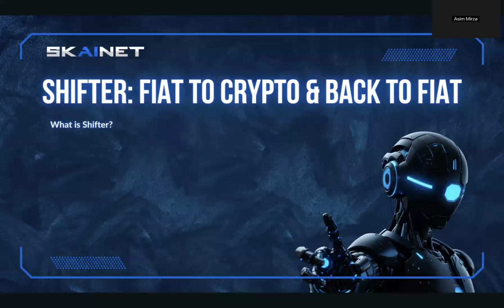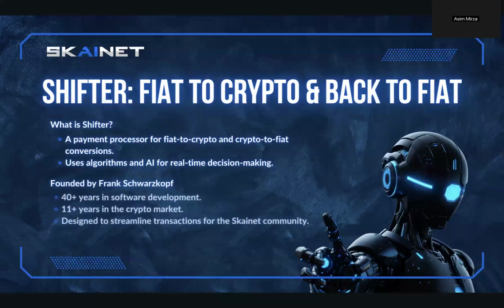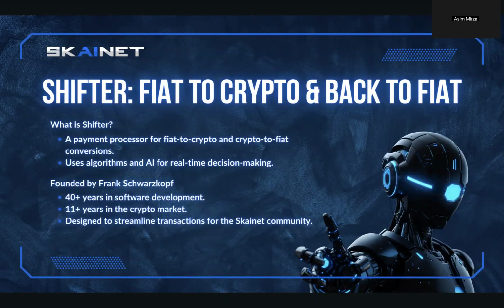So just to give you a little bit of an insight, this is a payment processor for fiat to crypto and crypto to fiat conversions, and it uses algorithms and AI for real-time decision making. You will understand more about this as we go on. But this was founded by Frank, and some of you had the opportunity to meet Frank at our Dubai launch event. He has 40 plus years in software development, 11 plus years in the crypto market, and he has given us access to Shifter. The solution was created to help people streamline transactions in the Skynet community as well.